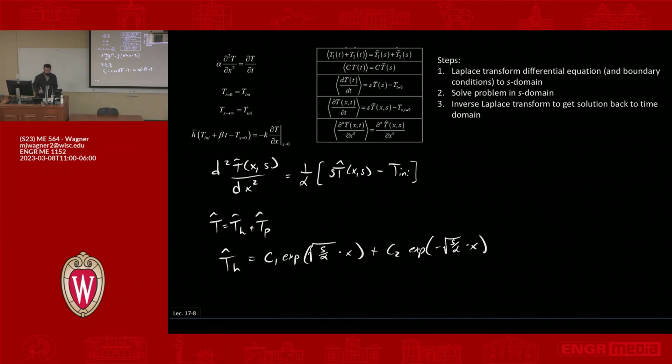The particular solution for this is, let's see. So T hat p ends up being T initial over s. So this is the solution that we would get through just going through the same process that we've done multiple times. So now we have our solution in the s domain. Or you just add those back together. That's our solution in the s domain. So that's check for step 2. Then we have to go back and do the inverse Laplace transform.